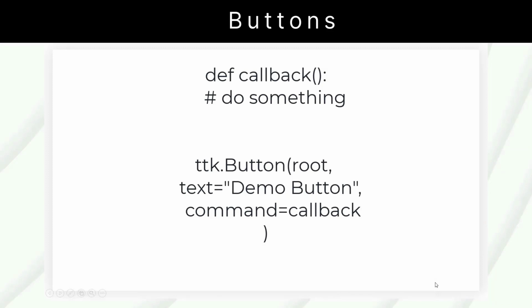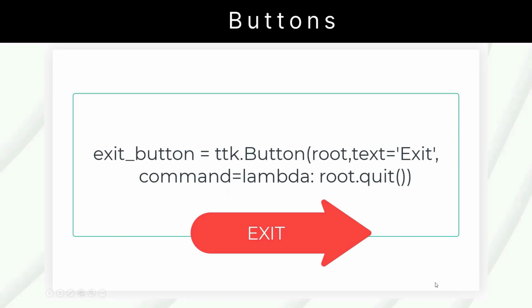The command parameter is used to specify the function that should be called when the button is clicked. The button has exit as its label, and when the button is clicked, the root quit function is executed. The root quit function terminates the TKinter application. The use of Lambda allows the creation of an anonymous function without a name, which is called when the button is clicked.